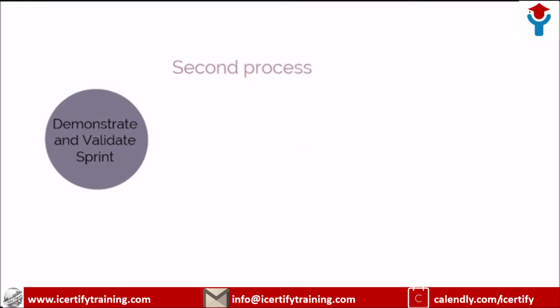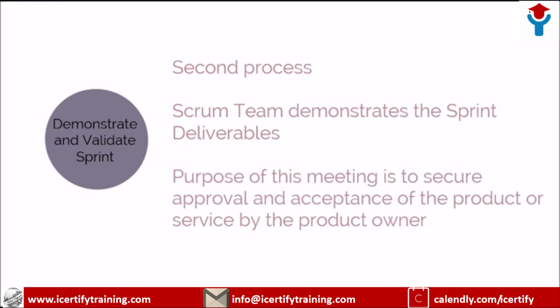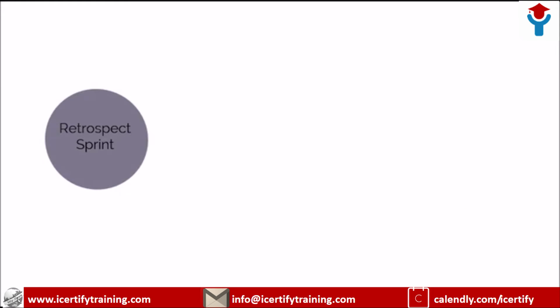The second process is Demonstrate and Validate Sprint. In this process, the Scrum team demonstrates the sprint deliverables to the product owner and to the relevant stakeholders in a sprint review meeting. The purpose of this meeting is to secure approval and acceptance of the product or service by the product owner. The last process performed in the review and retrospect phase is Retrospect Sprint.